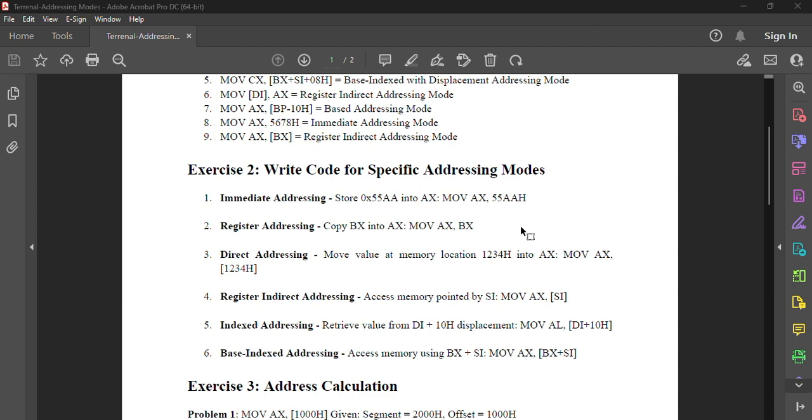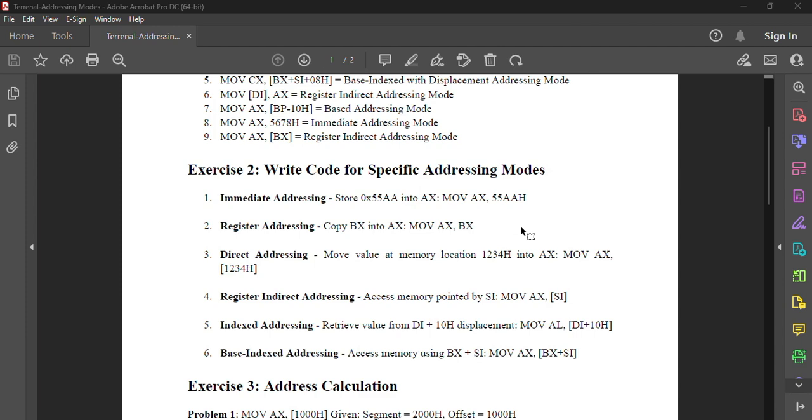Here we wrote code for each addressing mode. For immediate addressing, move AX, 55AH loads the value directly. And then the register addressing will also be very straightforward. It's just going to copy it. And then for number 3, that is direct addressing. It just moves the value at the memory location into AX.